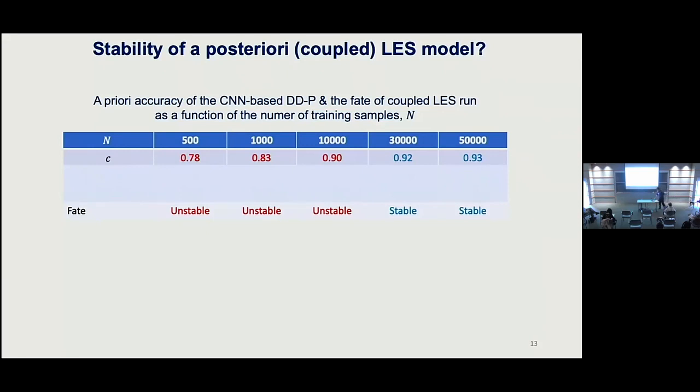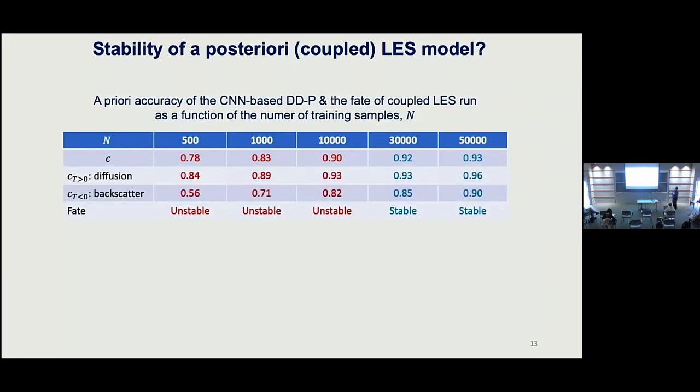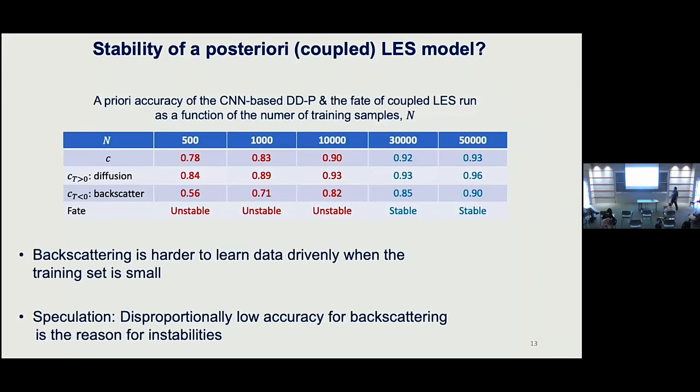Now, to see why this happens, we calculated C separately for grid points that do diffusion versus backscattering. And then we saw something that I think is interesting, which is that diffusion was captured well, even with 500 samples. Increasing the number of samples by a factor of 100, we got an increase of only 0.1 in the correlation coefficient. On the other hand, for backscattering, doing the same thing, there was an increase of 0.3 in the correlation, which suggests that backscattering is harder to learn in a data-driven way when the training set is small. And we think that this disproportionately low accuracy for backscattering is the reason for instabilities.